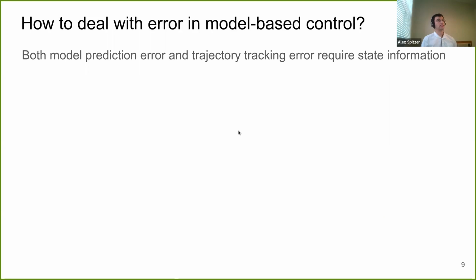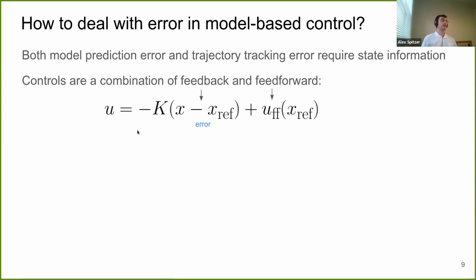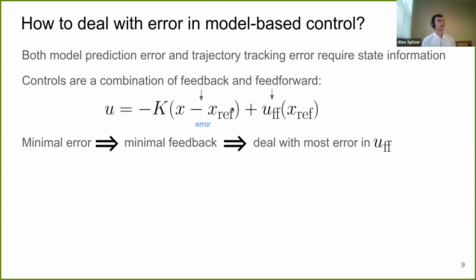So how can we deal with this error? Controls are a combination of feedback and feed forward. Here I've written a general equation that shows there's an error between some reference state xref and the actual state x. And we have this feed forward part, which is a function of only the reference. Really, what we want is to minimize the amount of feedback we need to use. Feedback is, by definition, a function of the error. So if you're using feedback, you've already screwed up. I mean, you already have error. So the goal is to capture this error in the feed forward part so that the feedback has to do as little as possible.